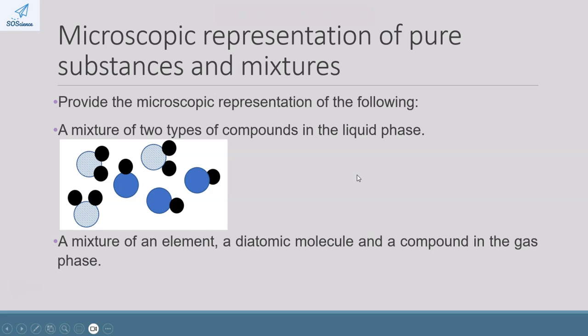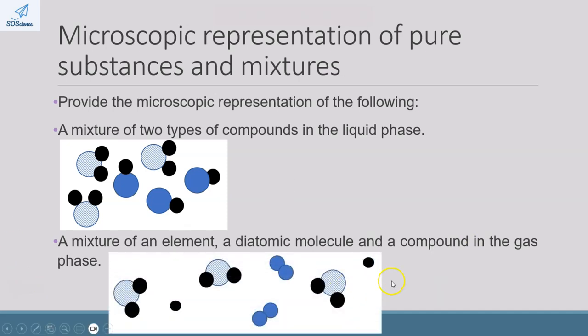A mixture of an element, a diatomic molecule, and a compound in the gas phase. Well, an element's a single atom. A diatomic molecule is two of the same type of atom, and a compound, well, we've just discussed it, you have to have at least two different atoms within that compound, and because it is in the gas phase, large spaces between them. So here I've got my element, my diatomic molecule, and my compound.